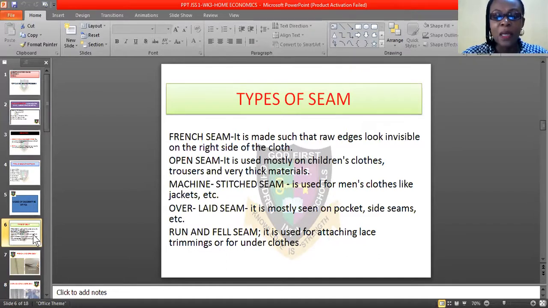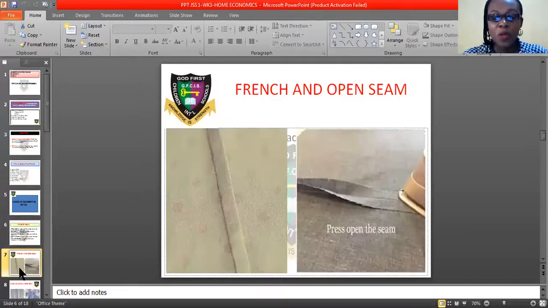Do you understand? Overlaid seam is mostly seen on pockets, side seams, etc. All right, now run and fell seam. It is used for attaching lace, trimmings, or for underclothes. Do you understand? Let's look at this picture. This is open seam. You can see it has been sewn, but now they are using an iron to open it.